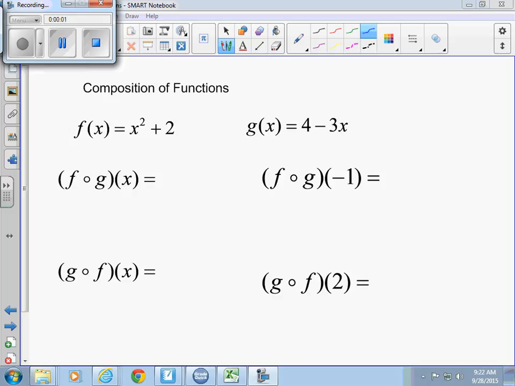One more composition problem, and it's one with a square on f of x. I just want to show you how that ends up playing out when you work those. It's also just a good review of what we did on Thursday. So the first one is f of g of x. How do I do that?